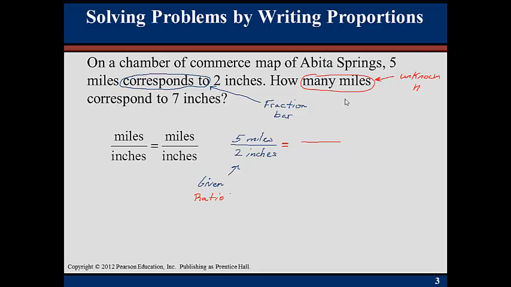And then it says how many miles. We do not know this, so this is where your n is going to go. So n miles corresponds to, there's that corresponds to again. That means your fraction bar, so there's my fraction bar. And it says 7 inches. Now this entire thing represents your proportion. Now let's make sure our units match up. Miles up top, miles up top. Inches on the bottom, inches on the bottom. Good, so the first step is to write out your proportion.